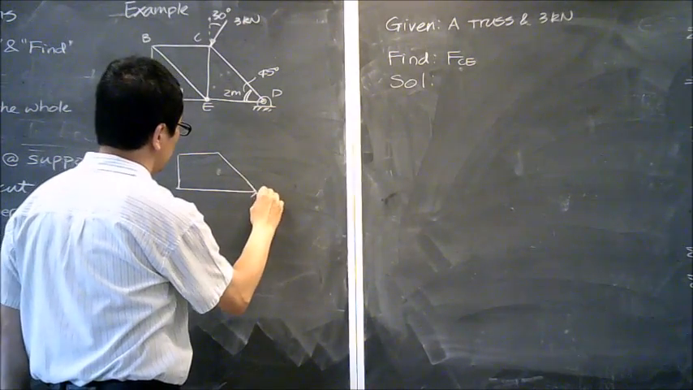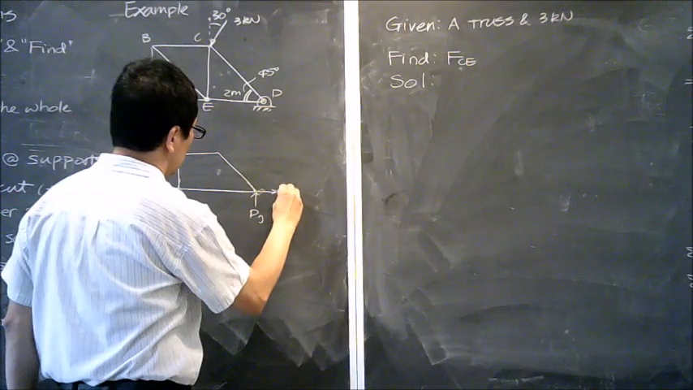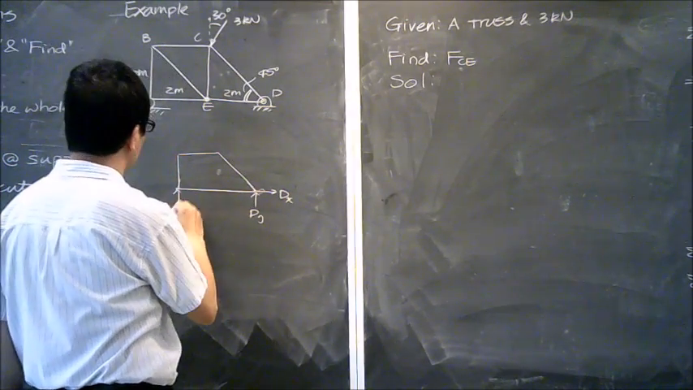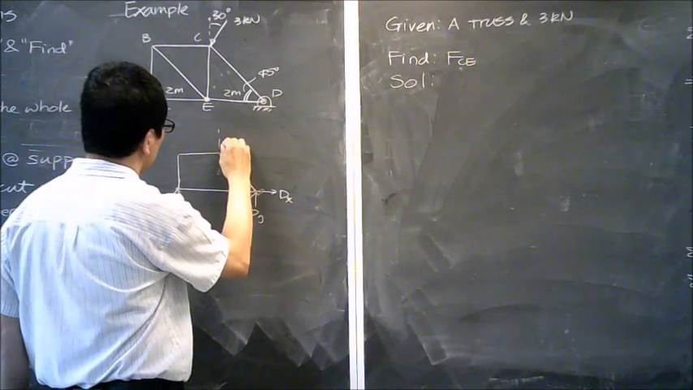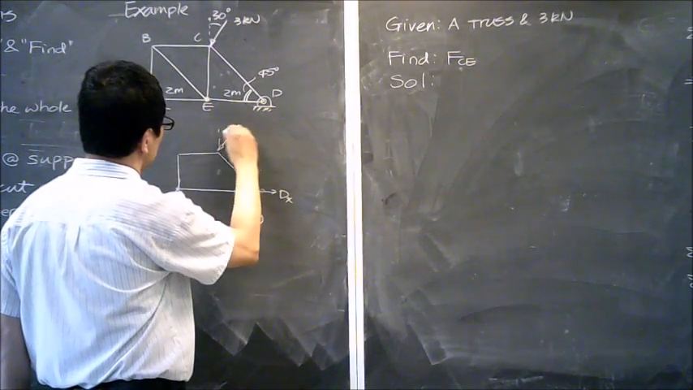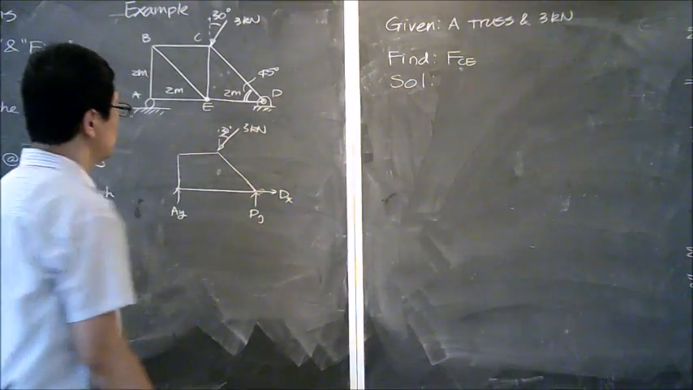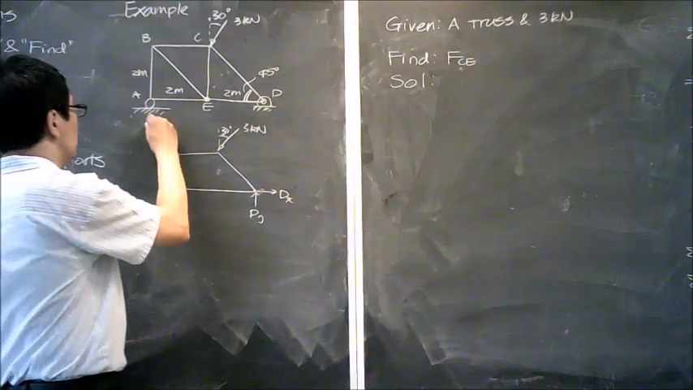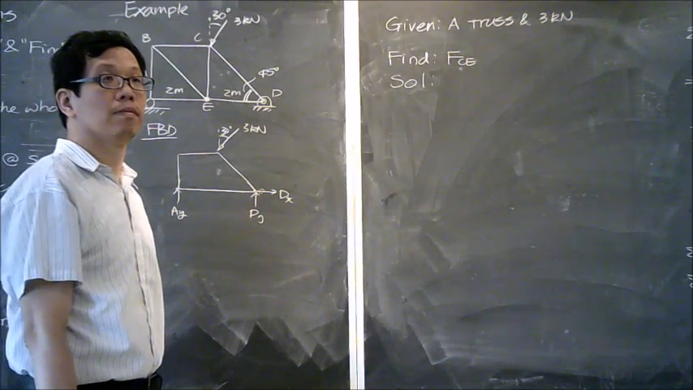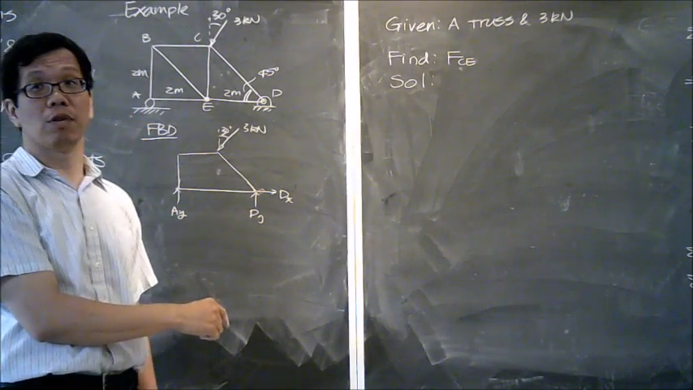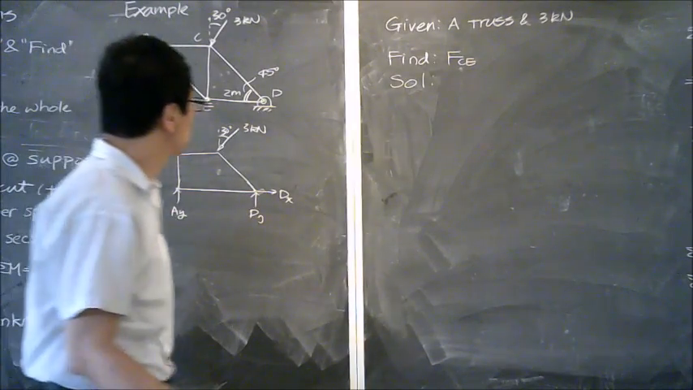Over here I have dy, dx. Over here I have ay. And meanwhile, I have another 3 kilonewton applied over here. So that's my free body diagram for the whole thing. I believe most of you guys get this part. Not everybody, but most of you.